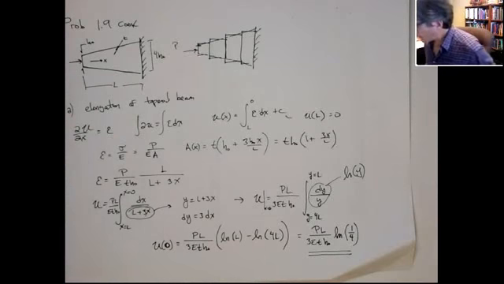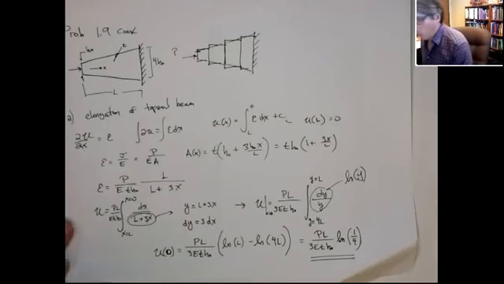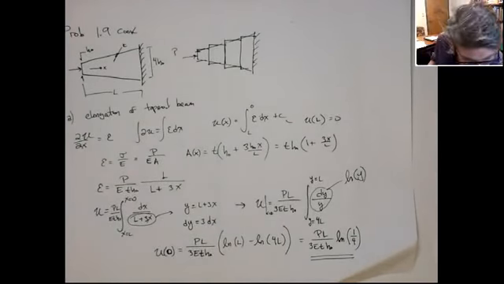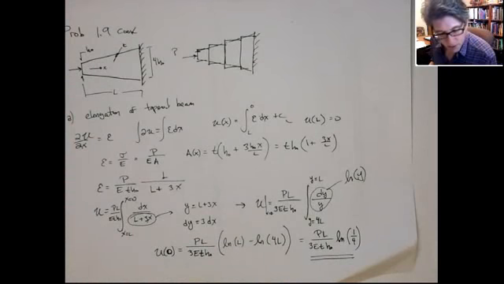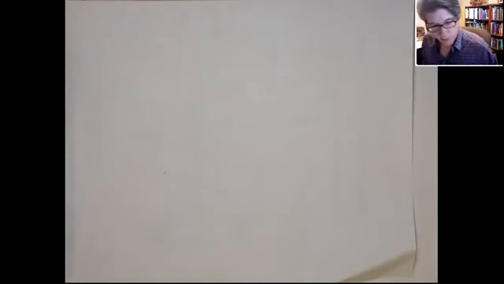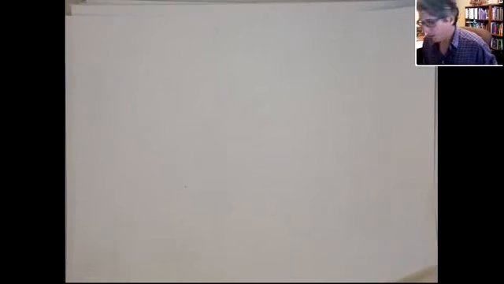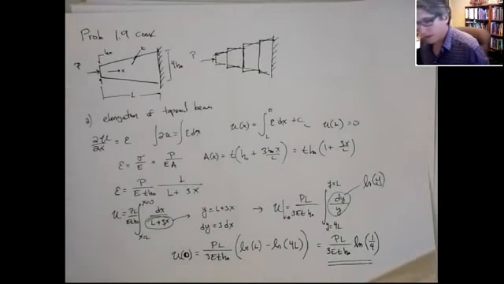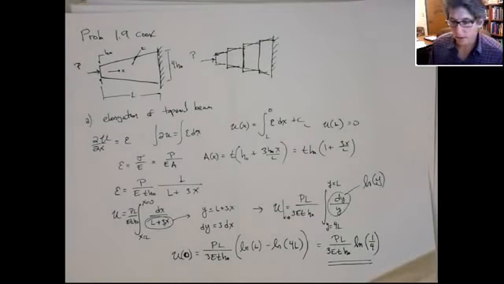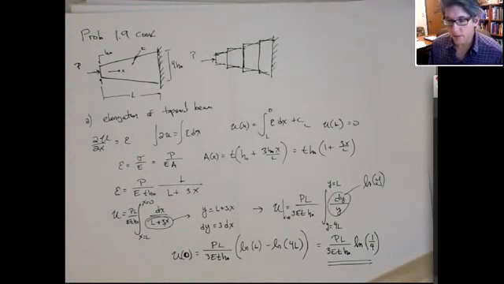Now, part B wants you to compare the displacement using 1, 2, and 4 elements. So if we were to do the 1 element case, well, maybe I'll pause here. Why don't I pause here? Because this might get a little long. And then we can do the part B.